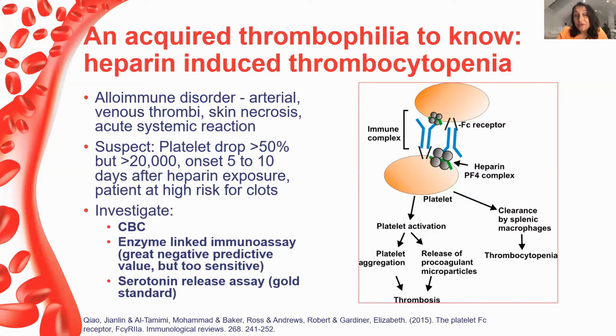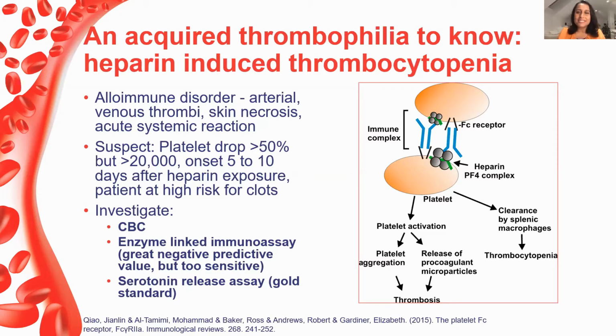Our final acquired thrombophilia, before we move on to our cases, is HIT, or heparin-induced thrombocytopenia. This is an alloimmune disorder. So when susceptible patients receive heparinoids, they form an antibody, not just to the heparin, but to the platelet factor 4 complex that it is stuck to. This antibody leads to platelet activation and clotting. It also leads to increased clearance of platelets by the spleen, so the patient ends up with a low platelet count. Now, there's a number of clinical clues to HIT. You may have heard of the 4T score, but again, I advise you to start simple.